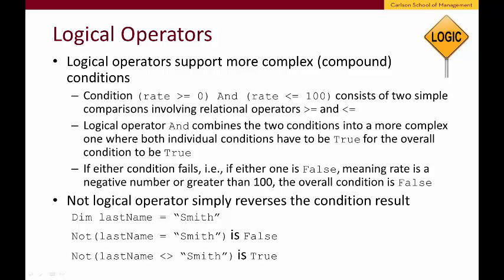Logical operators are used to combine two or more logical conditions into a more complex compound test. The AND operator is true only if both conditions are true. It's false otherwise. The OR operator is true if either of the two conditions is true, and is in that sense much less restrictive than AND. The NOT operator simply reverses the condition result.